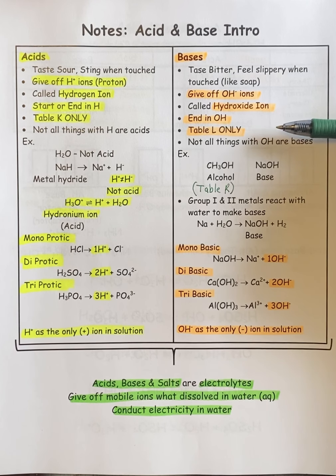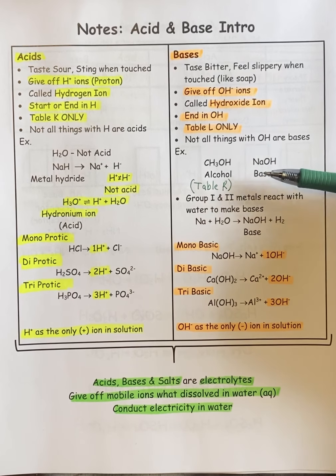Bases end in OH. They are only found on Table L. So not everything on Table L is a base, and as far as you're concerned, only the things that are found on Table L are a base. An example, NaOH, it's found on Table L, it's a base. CH3OH, it is not found on Table L, it is actually an alcohol, we would find it on Table R.